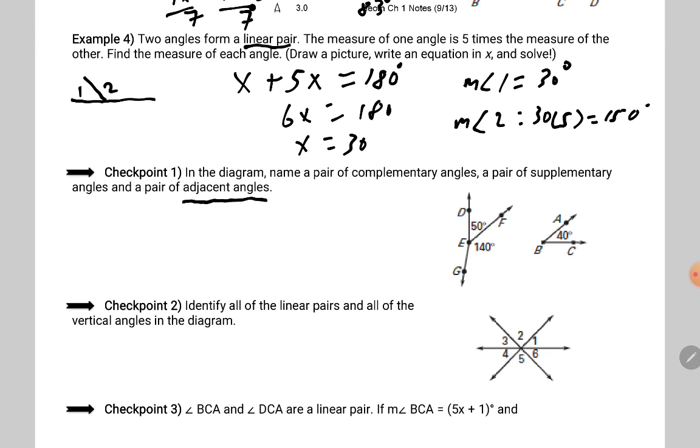So, for example, adjacent angles in this picture is 50 and 140. So adjacent angle DEF. So remember, the middle letter has to be the vertex, and angle FEG. Now you could have done these backwards, FED and GEF. That would have worked.